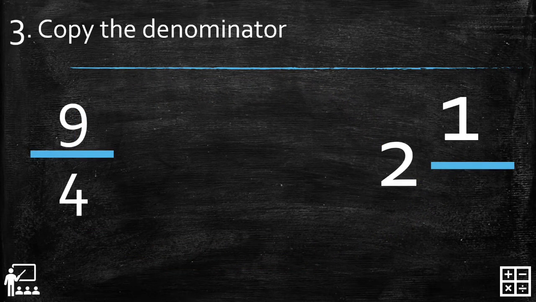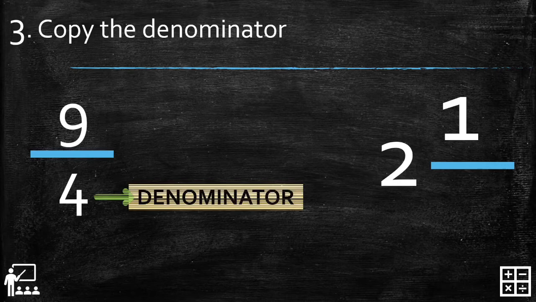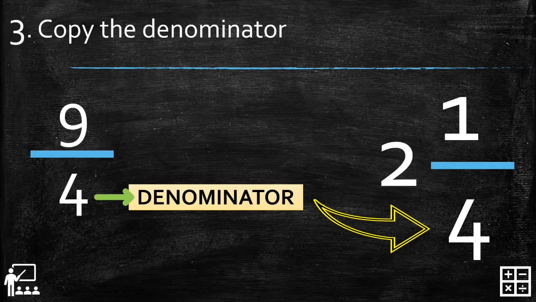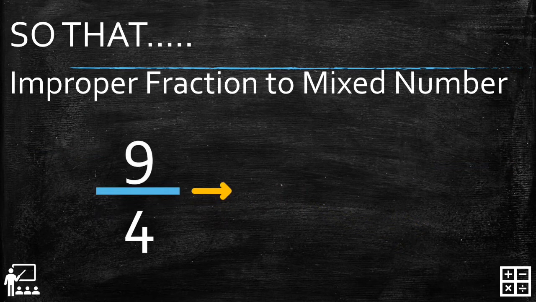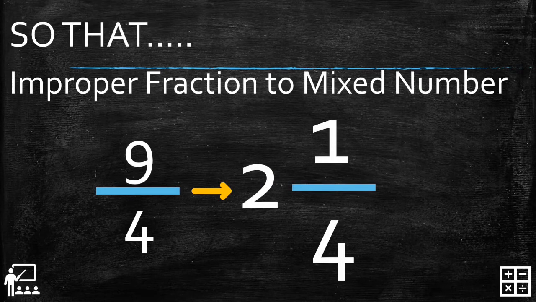On step 3, copy the denominator. As you can see on the left side, there's no denominator yet. So let's identify where the denominator is on 9/4. The denominator on 9/4 is the number 4. And we just copy the denominator to our answer. So 9/4, the improper fraction, changed to a mixed number gives us 2 and 1/4.